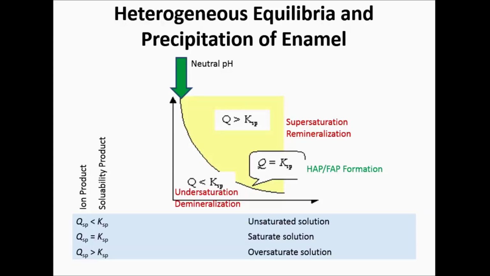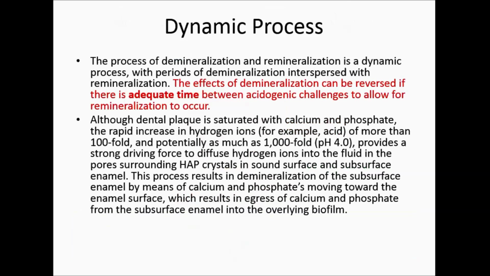This, of course, depends on the functionality of the proteins and the stores and types of minerals which are present in the solution, and the concentration of hydrogen ions in solution. Of course, when there are very few ions available for crystal formation or remineralization, and we are subject to a lower pH, we can do nothing but demineralize our crystal under acidic conditions. Thus, the process of demineralization and remineralization is a dynamic process, with periods of demineralization interspersed with remineralization.